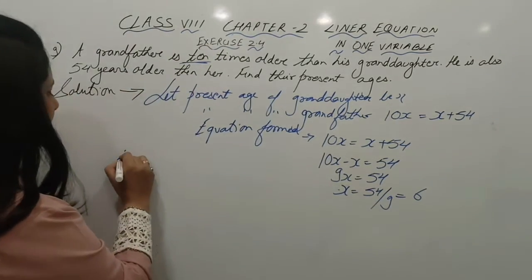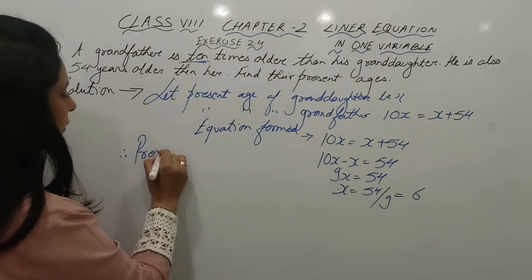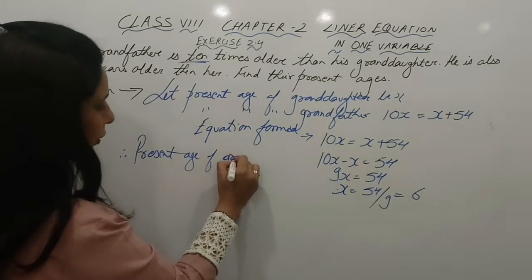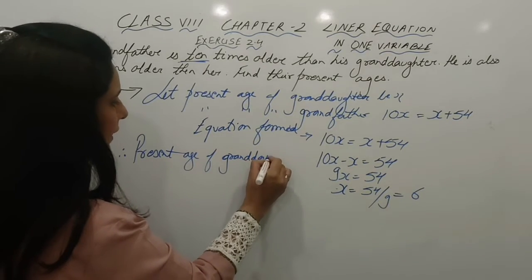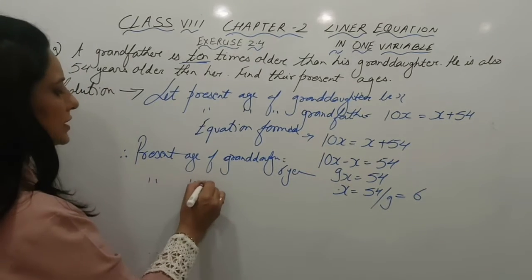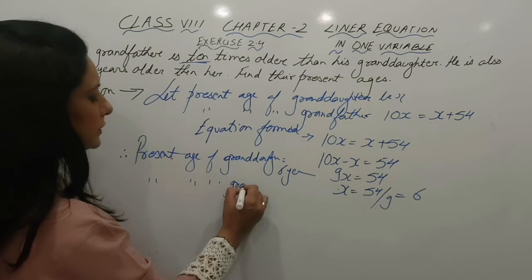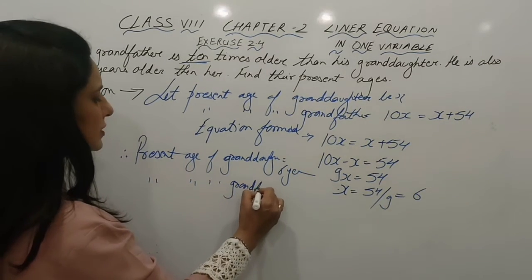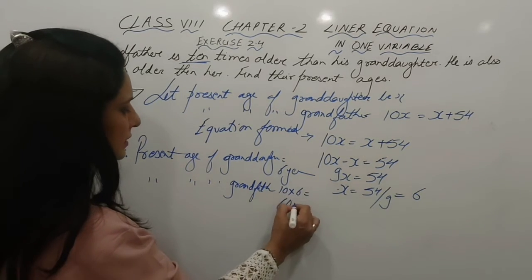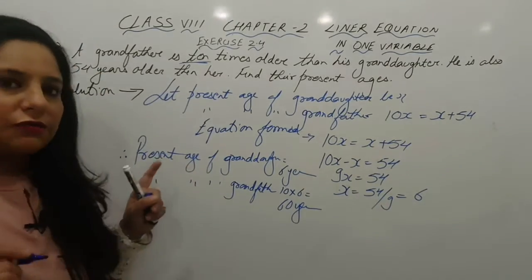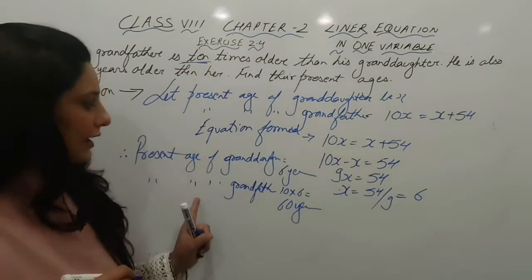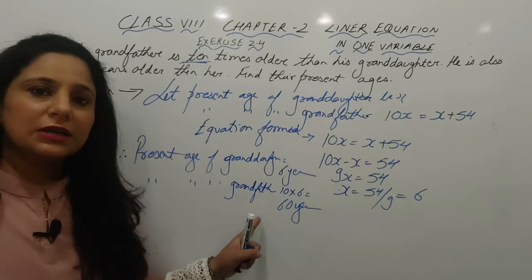Therefore, the present age of the granddaughter, not daughter, granddaughter is 6 years. So what is the present age of grandfather? Grandfather थे उसके 10 times. So 10 into 6 gives us 60 years. So the final statement is granddaughter's age is 6 years and grandfather's age is 60 years.